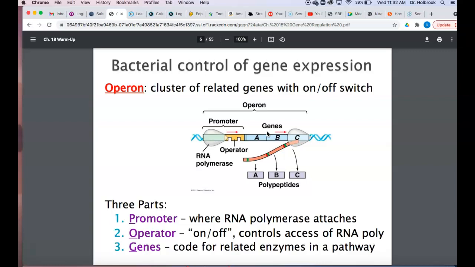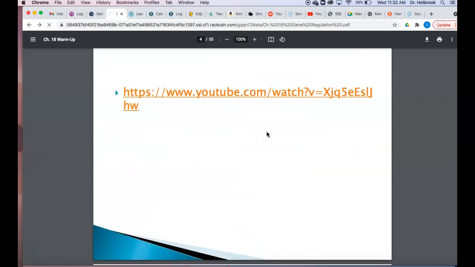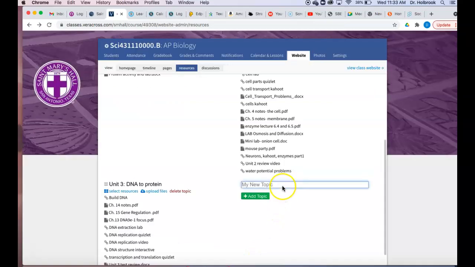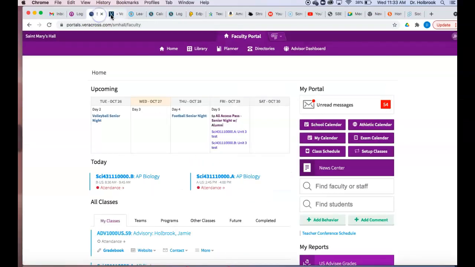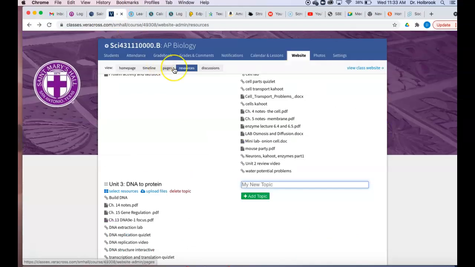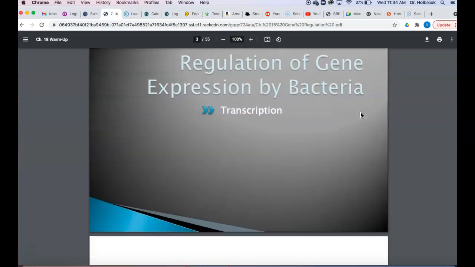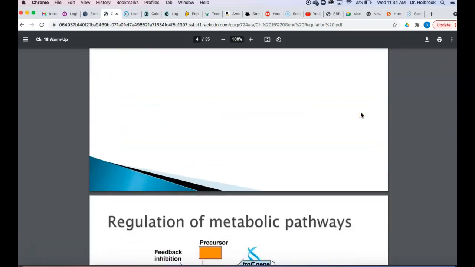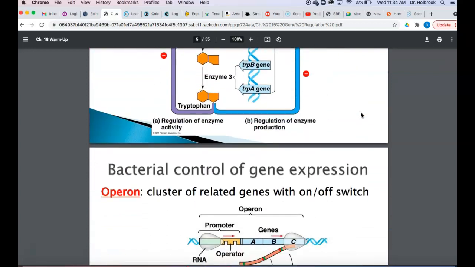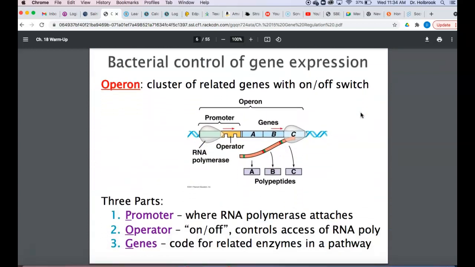Gene regulation is necessary. We said it early, we said it in class. To prevent waste. So the purpose of gene regulation is to prevent waste and to increase efficiency. You don't want genes turned on that you don't need, and you don't want genes turned off that you do need. And so that's why it's necessary.